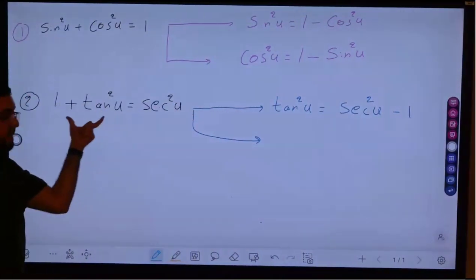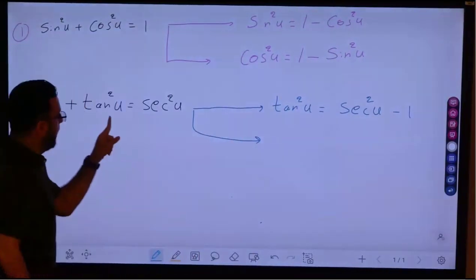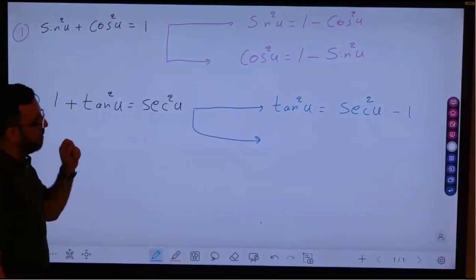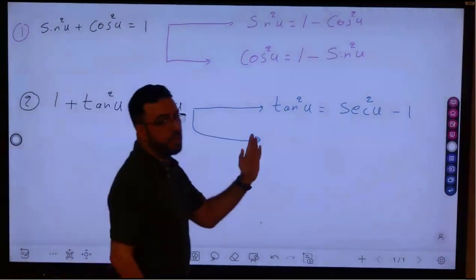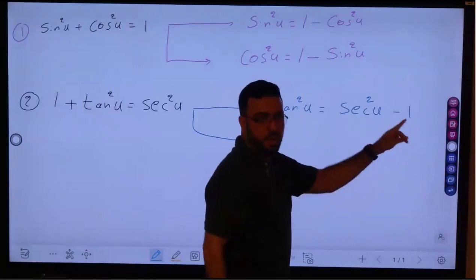You got it? So this is the main rule, but I'm getting partial rules from it. Can you put the negative 1 in front of the secant? Negative 1 plus secant square, yes, you can do that. But secant square u minus 1 is very fine.